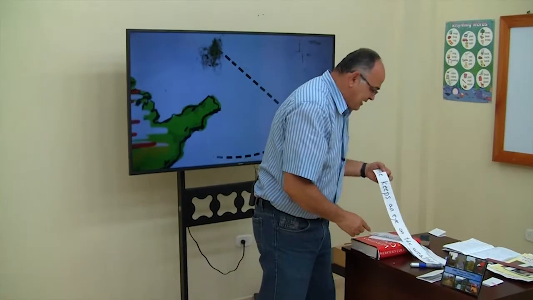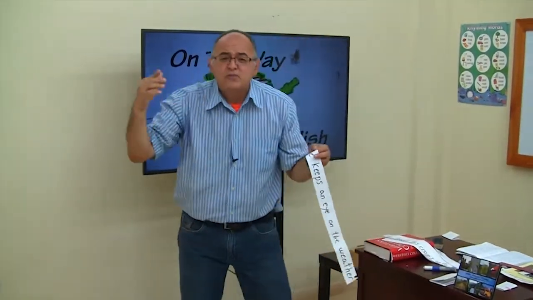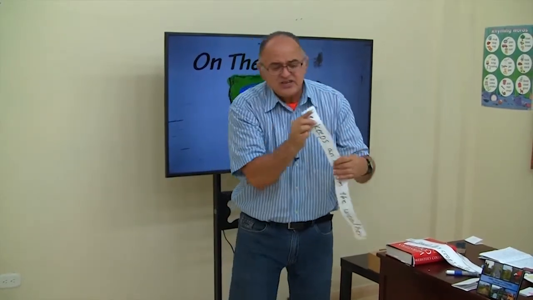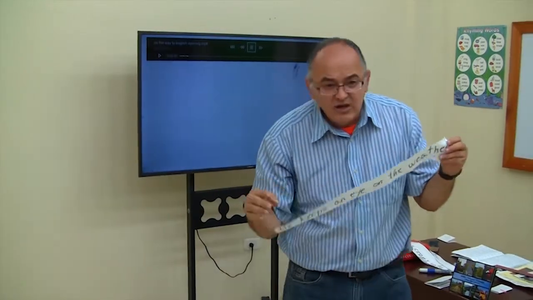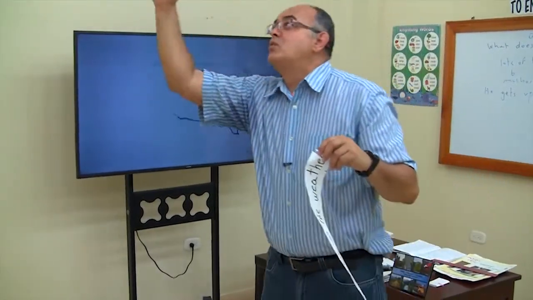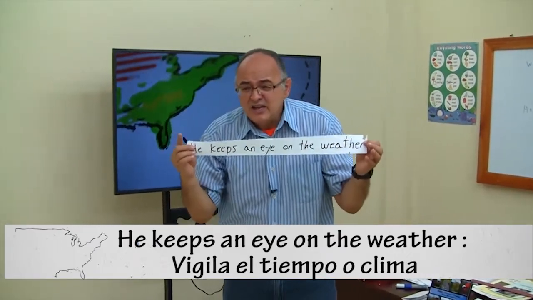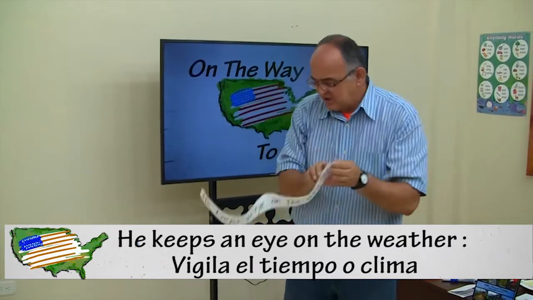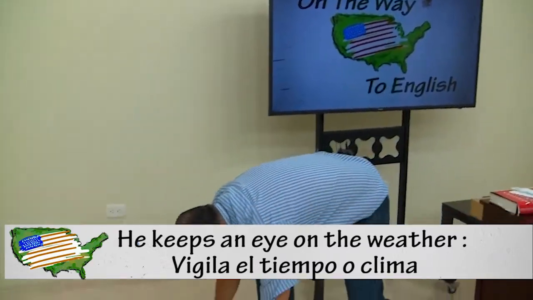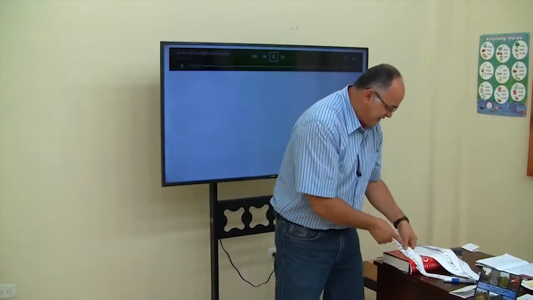Also, he has to be looking all the time at the weather to see what's going on with his crops. Oh, he keeps an eye on the weather. MacDonald all the time is looking at his farm, looking at the weather, whether or not it's going to rain or not. So he is all the time keeping an eye on the weather. Let's put it here. Poor MacDonald has to do lots of things.